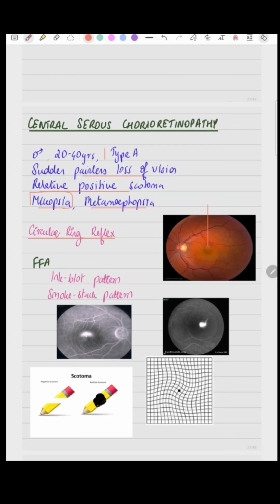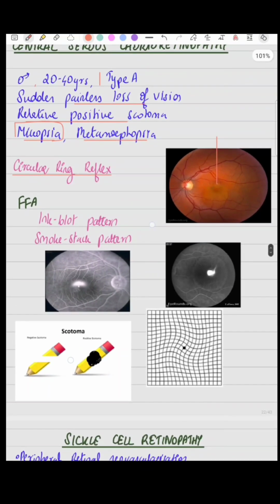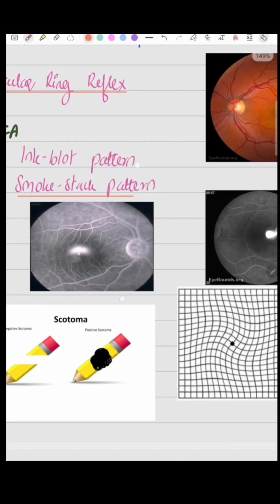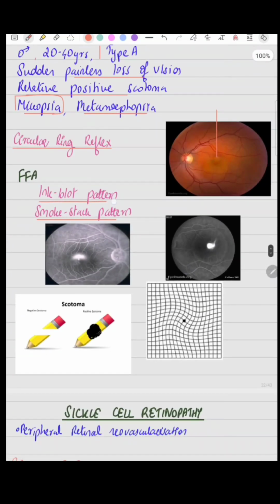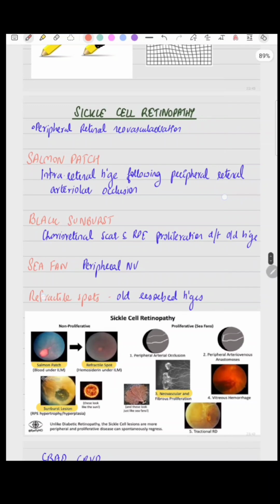Small yellow-grey elevations due to RPE detachment will be there, and the foveal reflex will be absent or distorted because it is elevated. Usually it is self-limited, but often it will recur. On FFA, there is a characteristic smokestack pattern and the ink blot pattern seen in CSR.